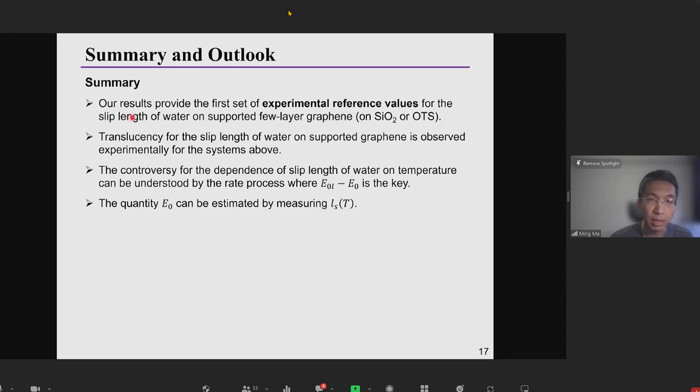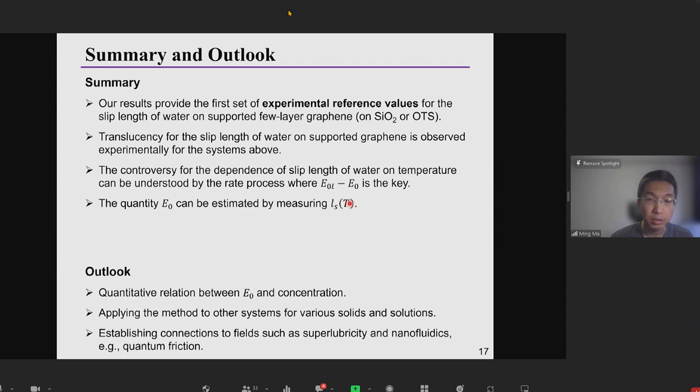So with all this, I would like to give a summary of our work. First, our results provide the first set of experimental reference values for the slip length of water on supported few-layer graphene. And second, we found translucency for the slip length of water on supported graphene for the system above. And also we show that the controversy about the dependence of slip length of water on temperature can be understood by the Eyring process, where the difference between two energy barriers is the key. And the last is that the key quantity is E0, because this is a kinetic process and the energy barrier is very important. And this one can be estimated by measuring the dependence of slip length on temperature.